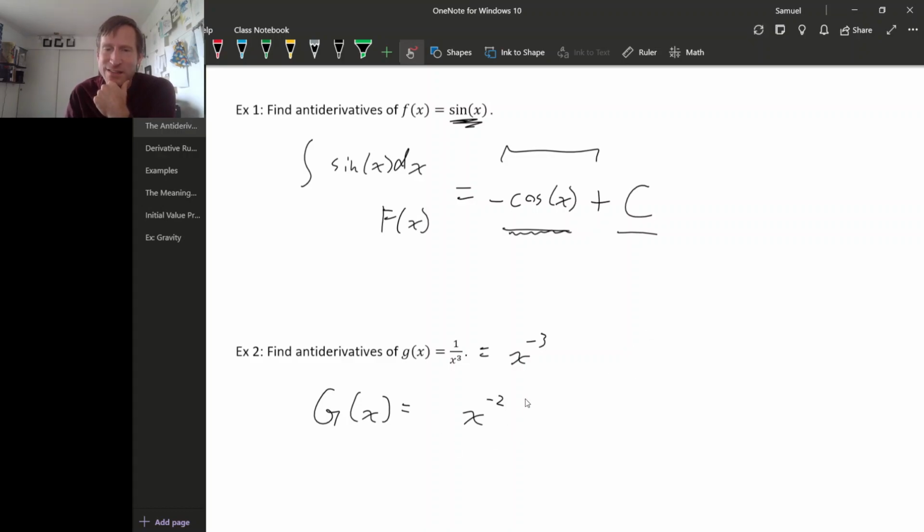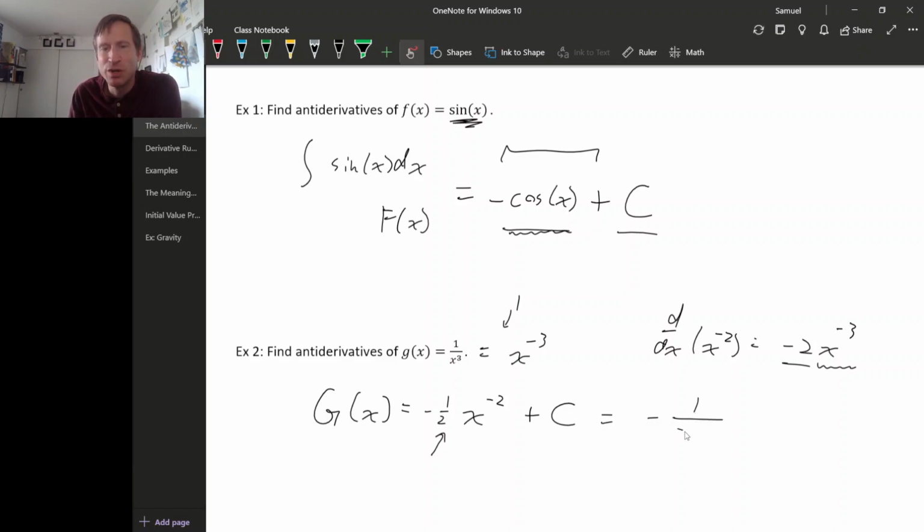But if we check this by taking the derivative of x to the minus second, what we get is minus 2x to the minus third. Well, that gets the x to the minus third part right, but we don't want this minus 2 out here. So we need some constant multiple in front of our x to the minus second, to cancel this minus 2 that would come down when we differentiate. So what would cancel minus 2 and just produce a 1? Well, that would be minus a half. So we need a minus 1/2 right there, and of course always plus a constant. And if you wanted to rewrite this, you could write this as minus 1 over 2x squared plus C.